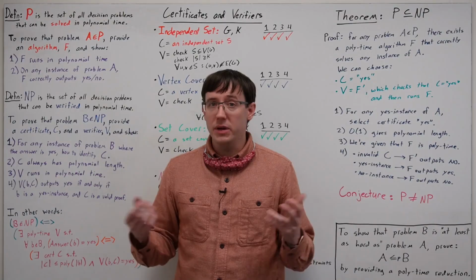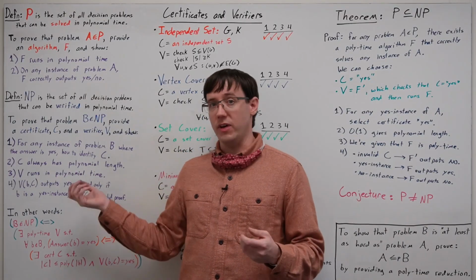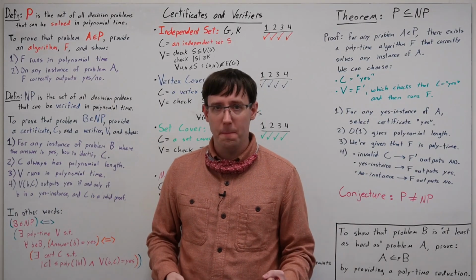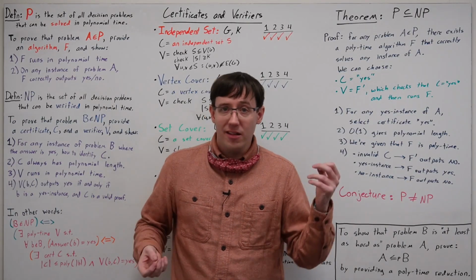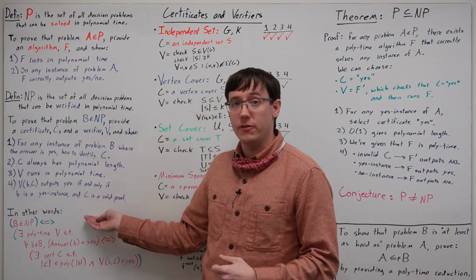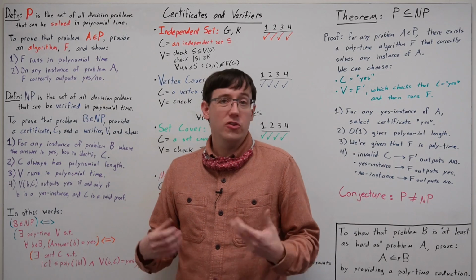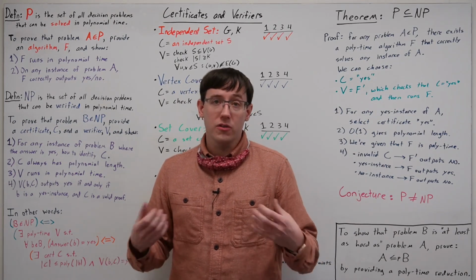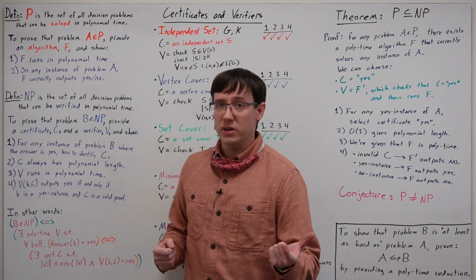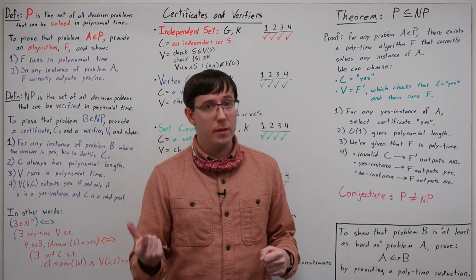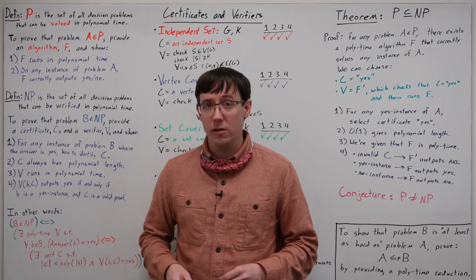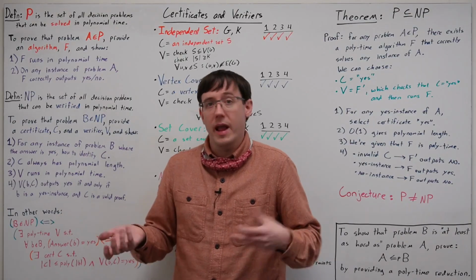If you had the ability to magically guess a valid certificate for any yes instance of an NP problem, then you could combine that non-deterministic guessing with the polynomial time verifier that checks the certificate and turn that into an algorithm for solving the problem, and that algorithm would consist of a non-deterministic guess and a polynomial time check, and so you would have a non-deterministic polynomial time algorithm for that particular NP problem.